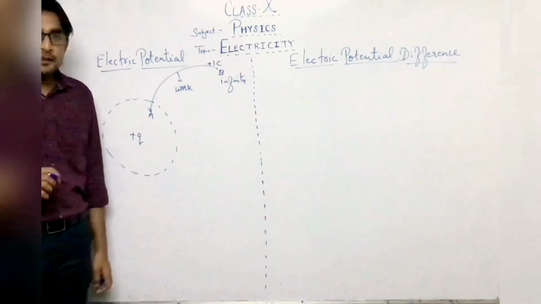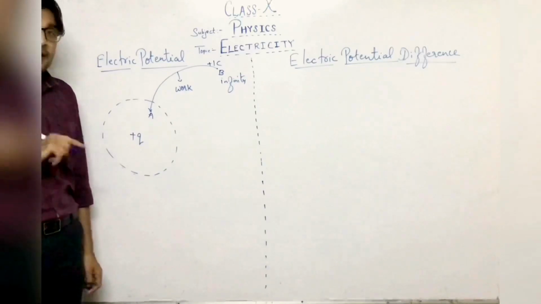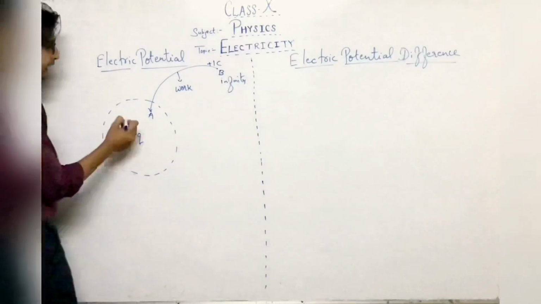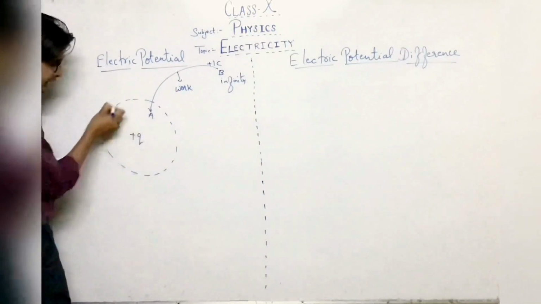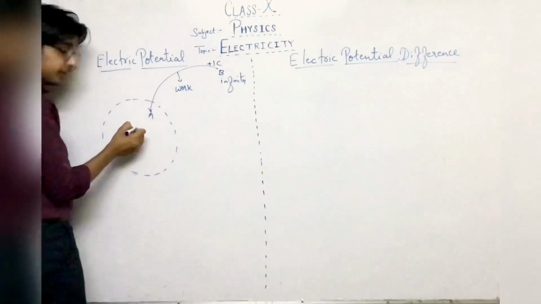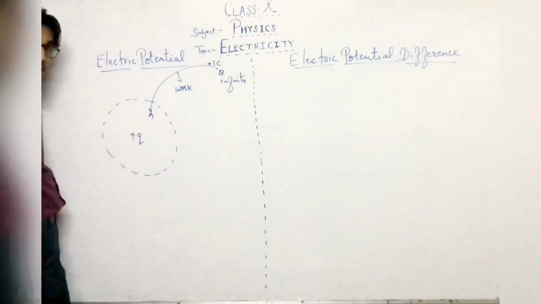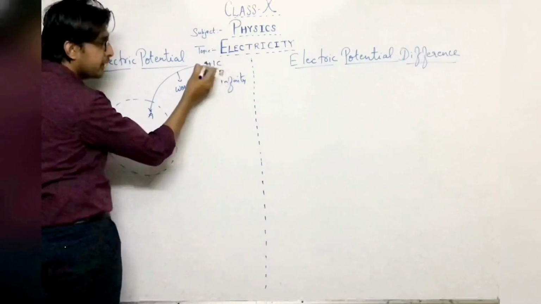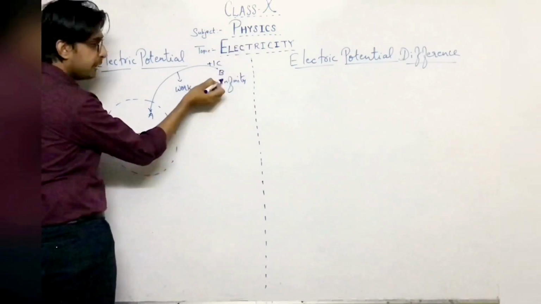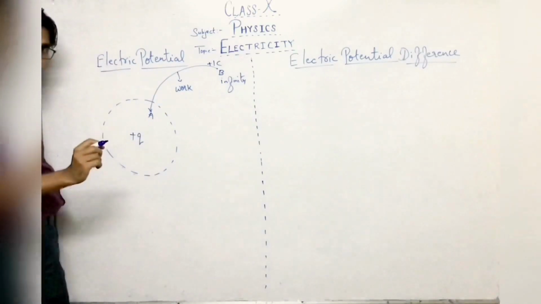I will define it once again. You can write this definition in your notebook copy. Electric potential at a point inside the electric field of a charge is defined as work done in bringing a unit positive charge from infinity to that point inside the electric field. Have you understood?